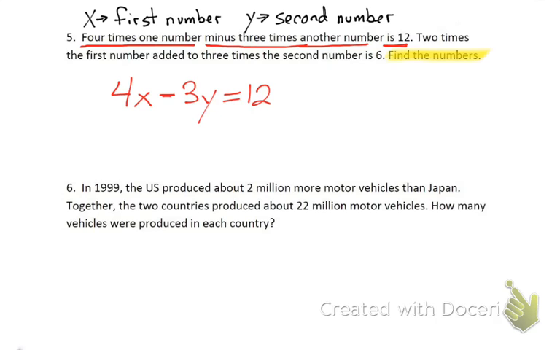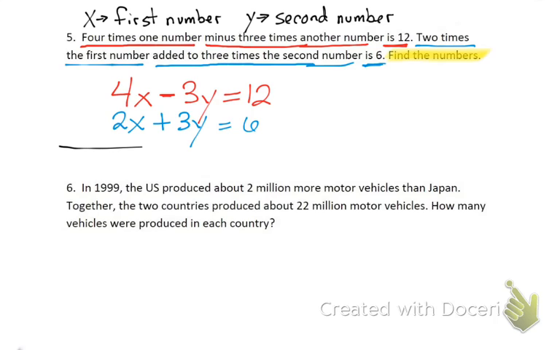Second equation, it says 2 times the first number. And again, it said first there, so if you used x as your first number, the 4 times one number, you decided to use that as your first number. So now, in the second part, it's saying 2 times the first number that you used, so 2x. And then it says added to 3 times the second number, so added to 3 times y is 6, so equals 6.